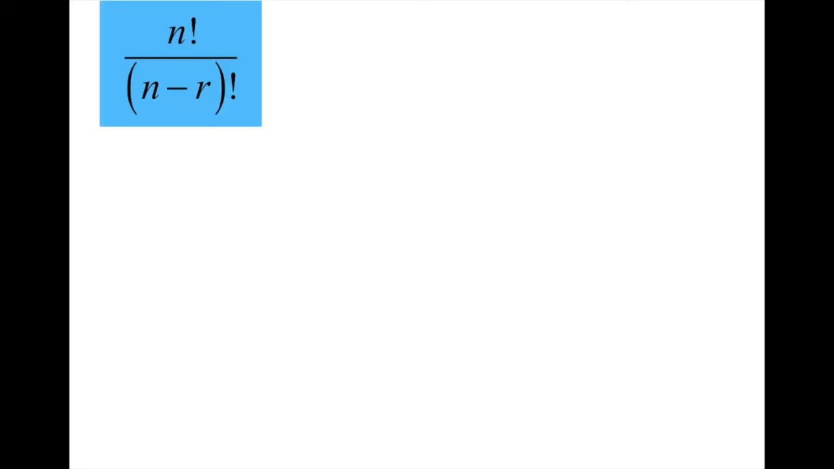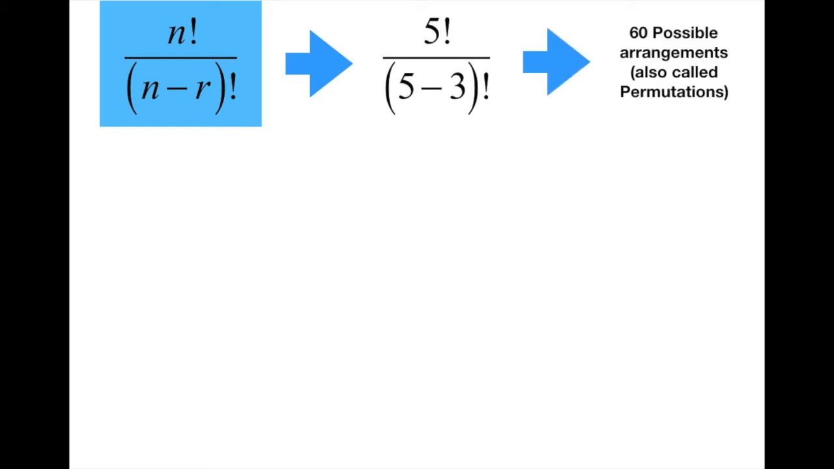Let's generalize this further. So here I have the expression that gives me the number of arrangements for n number of things for r number of stools. In this case, I had 5 hats, and I could divide 5 factorial by 5 minus 3 factorial, which gave me 60 possible arrangements for ways to place these hats on 3 different stools. This is also called permutations.